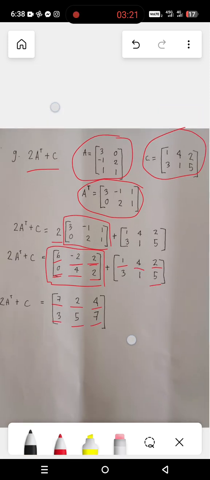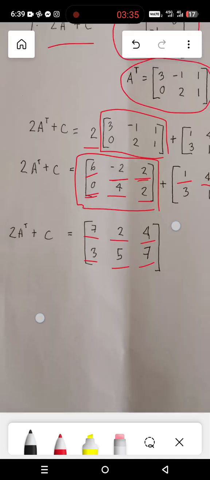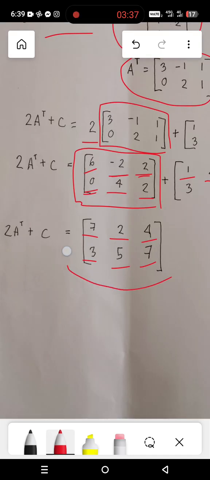So now we have already performed the indicated operation for the following matrices A and C, which is 2 multiplied to the transpose of A plus C is equal to this matrix. This is our final answer.